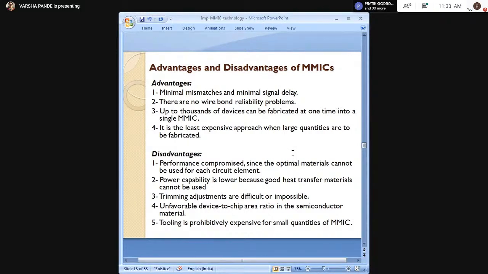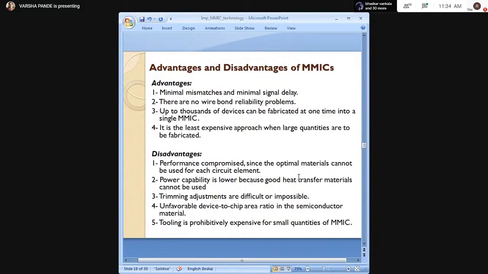Power capability is lower because good heat transfer materials cannot be used. Power capability of the materials is lower. Trimming adjustments are difficult, means you cannot downscale so many components. Unfavorable device to chip area ratio means that semiconductors or substrates are available in standard sizes, and sometimes the substrate area requirement will be more, and on that large area you are going to fabricate a very small device. So that is the disadvantage.